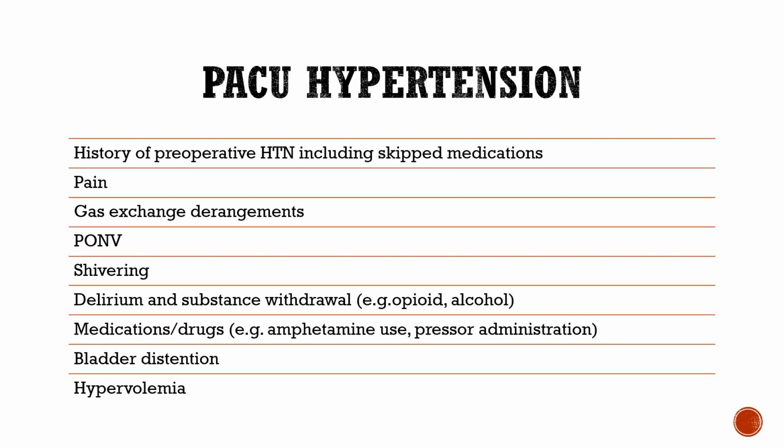For example, certain drugs or abuse can lead to PACU hypertension, such as amphetamine use or cocaine use, and recent pressor administration, whether intentional or unintentional due to medication administration error. Bladder distension is another very important factor to think about, and hypervolemia. That's why it's important for us to review the intraoperative record as well.